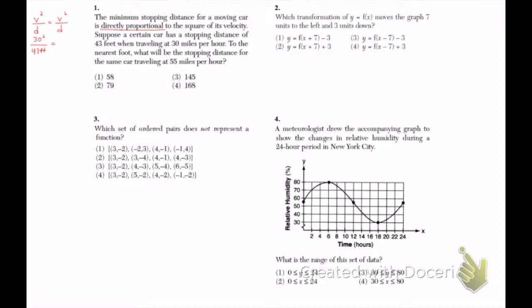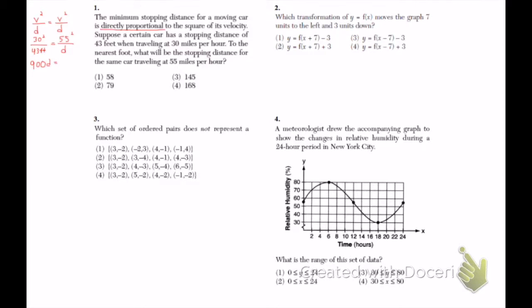We know that that equals when the same car is traveling at 55 miles per hour. So we know that the velocity at 55 miles per hour has to be squared. And they ask you, what will be the stopping distance for the same car traveling at 55 miles per hour? So that distance we can say is d. Because we have a proportion, we can cross multiply, and we get that 900. Now the 900 comes from the 30 squared. So 30 squared is 900. We get 900d is equal to 55 squared times 43.